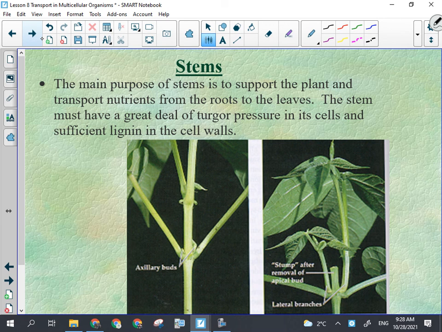Stems. The purpose of the stem is to support the plant and transport nutrients from the roots to the leaves. The stem has to have a great deal of turgor pressure in its cells and sufficient lignin in the cell walls if we're talking about a woody plant. All right. When you have a plant that's got this kind of stem, what happens if it gets eaten?